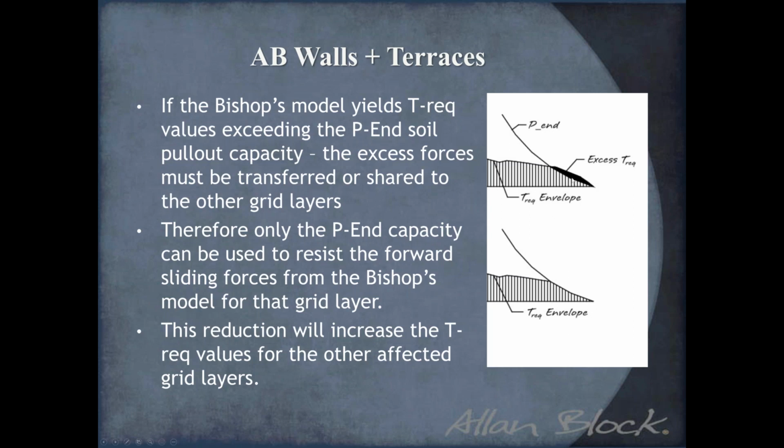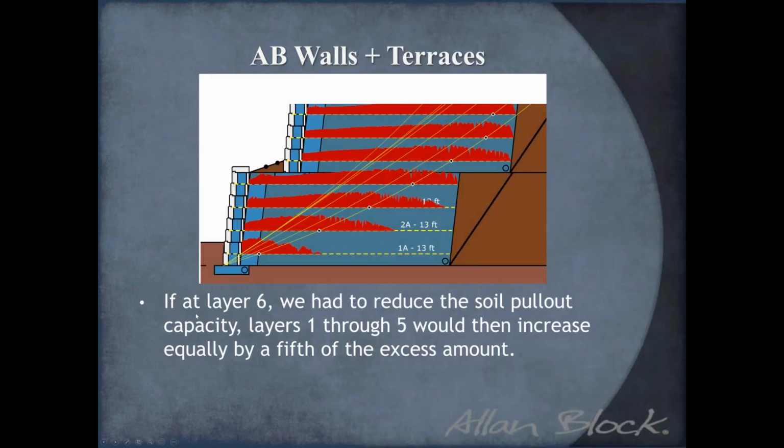When we reduce the load at the tail, at the end of the grid, those excess forces then are redistributed to the other grid layers. Okay, so let's take a look at this same example again. So if on grid layer 6 we needed to reduce the capacity there because of pullout limitation, we would then equally divide that extra amount, that excess amount, into those 5 remaining layers of grid.